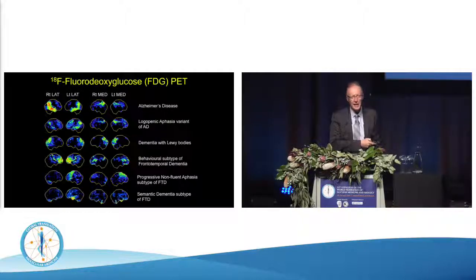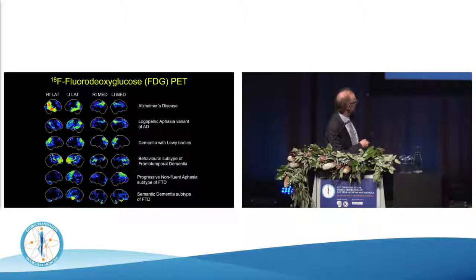The logopenic aphasia variant, it's Alzheimer's disease but presenting with a speech problem. Looks like AD, except it's worse in the left hemisphere. Dementia with Lewy bodies, you've got parietal, but you've got occipital, lateral and medial involvement as well. Behavioural subtype of frontotemporal dementia, frontal lobes, and if you know where you're looking, you'll realise that this is anterior cingulate and this is the anterior striatum. That also can go down in frontotemporal dementia.